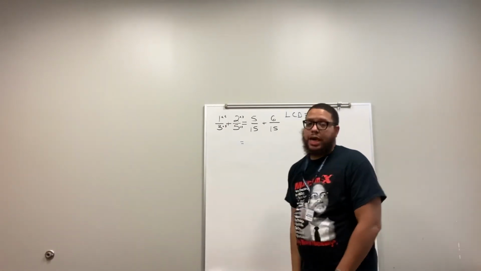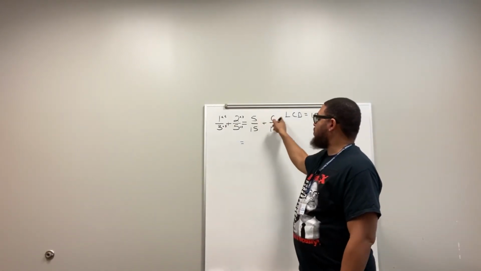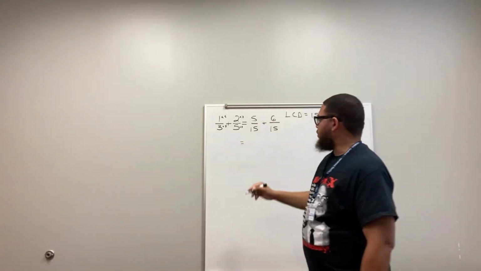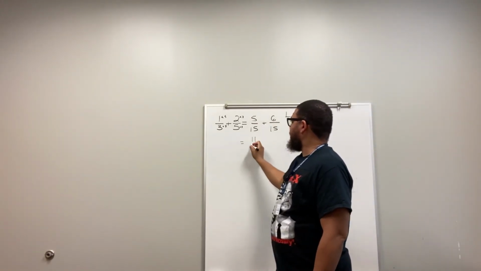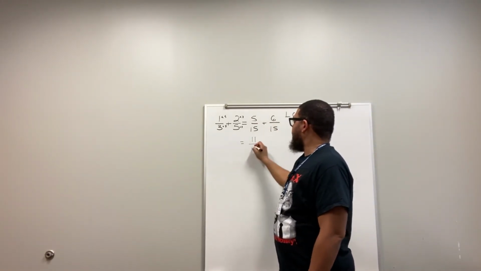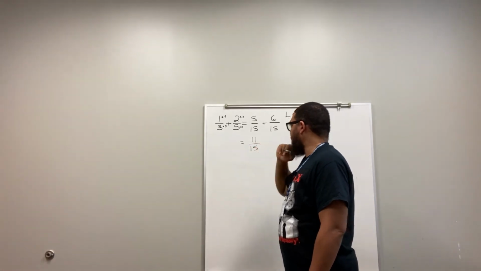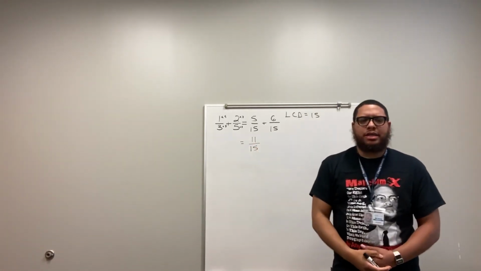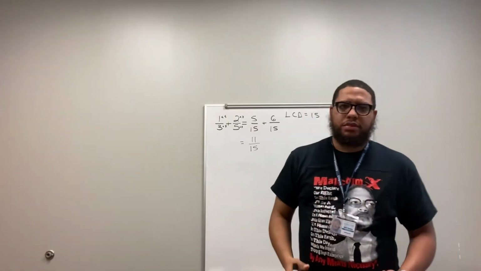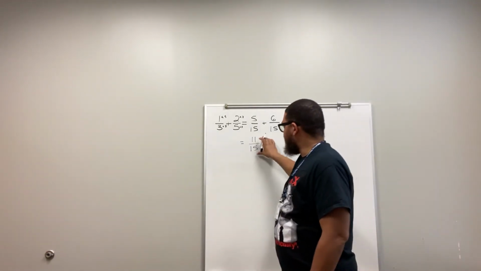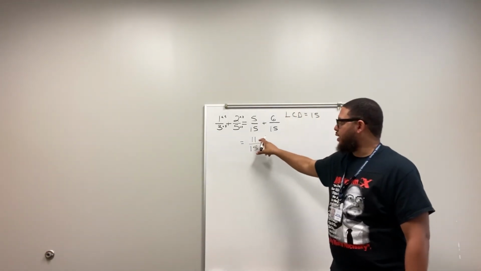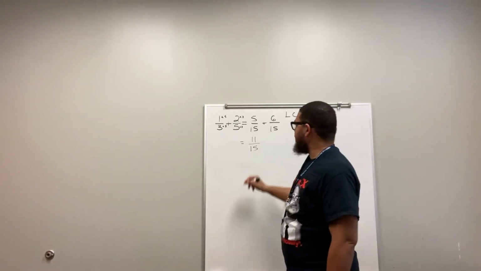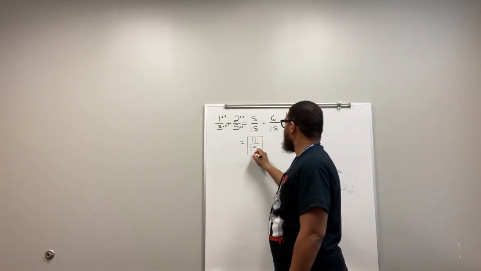So all we do is add the numerators. So you need to add 5 plus 6 mentally, and you get 11. That's your numerator. And then you keep the denominator, which is 15. And then you want to always check to see if you can reduce your fraction, right? Can I reduce this? Do these two numbers have a common factor? They don't. So that means that this is the final answer.